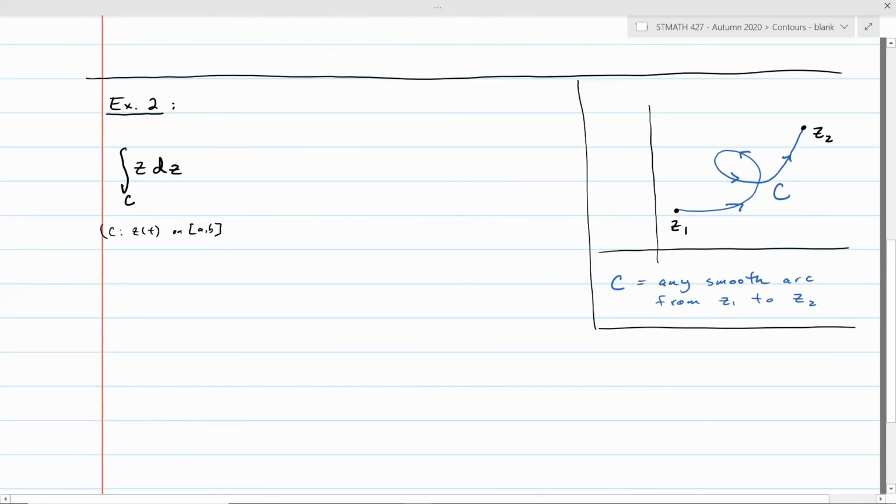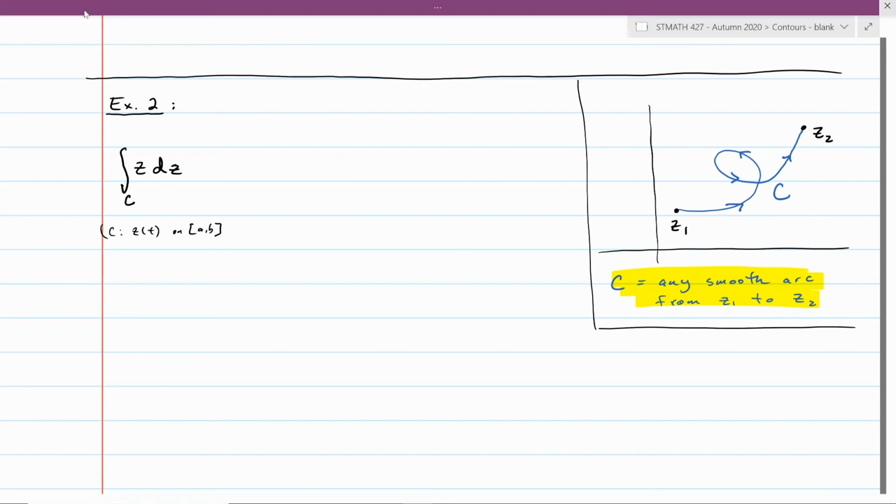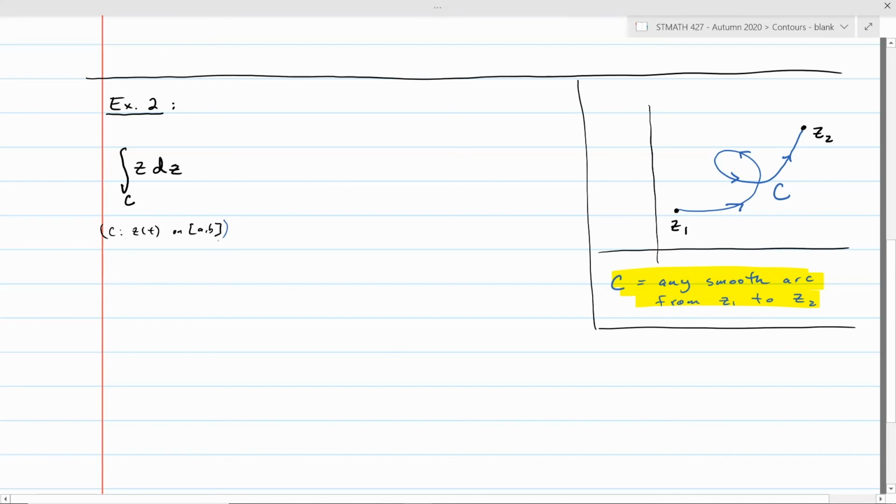Here's an interesting example. So the setup here is I've got a curve C, and it's just any smooth arc that goes from this point z1 to another point z2. So I don't even care what the parameterization is, just let it be any smooth arc. So, without specifying anything too particular, let's just say that the curve C is represented by z of t. Then the way this integral would go is you'd say, well, it's the integral from a to b, because that's our interval down below. And then z just is z of t, and then dz would be z prime of t dt.